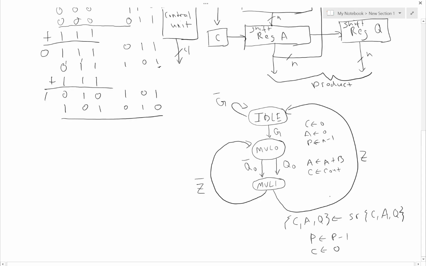Okay, so now for the control unit, which is actually going to output the control signals, which will control what happens with all of our registers, let's go ahead and write down what the design for that would look like.